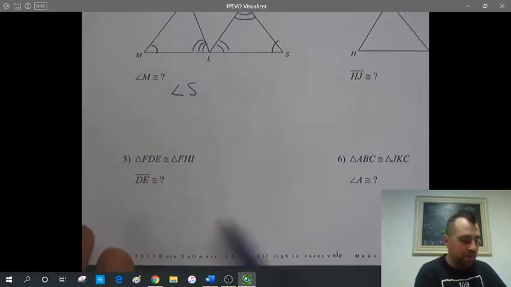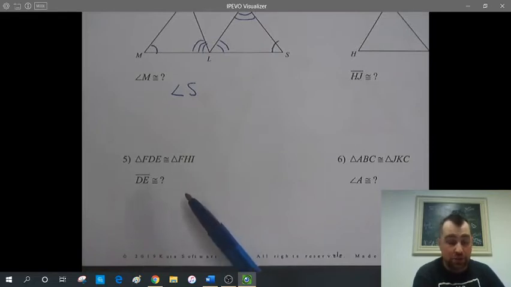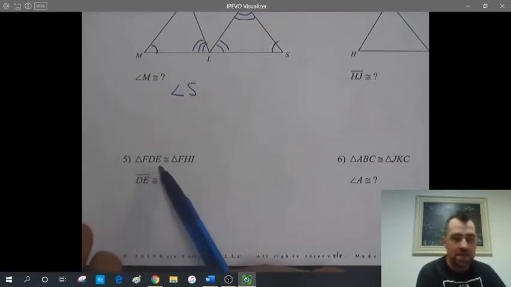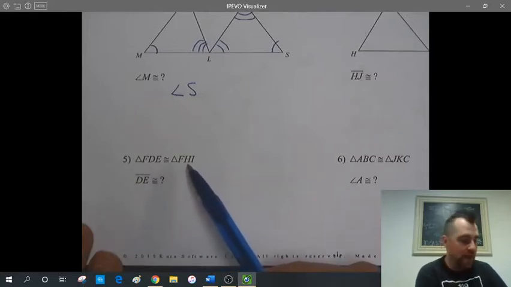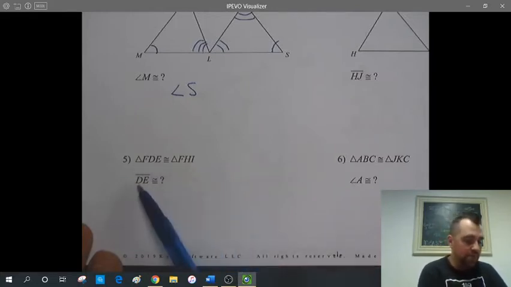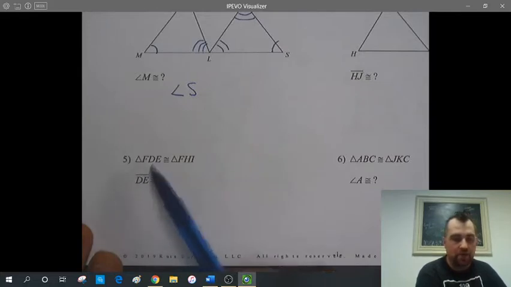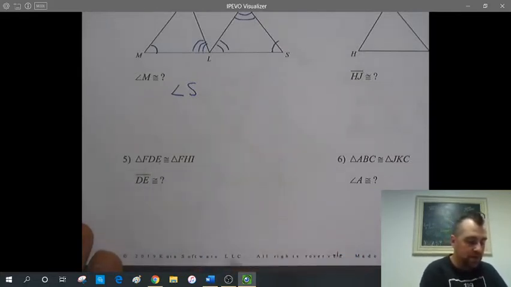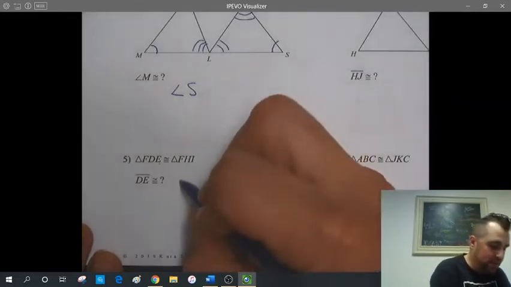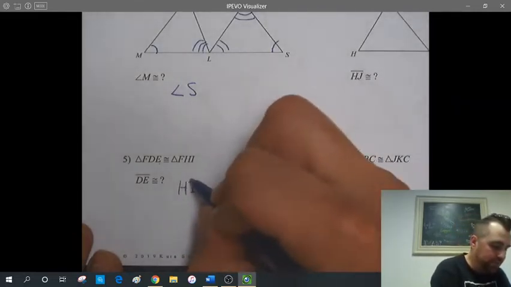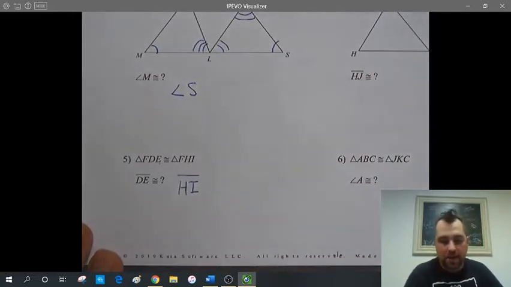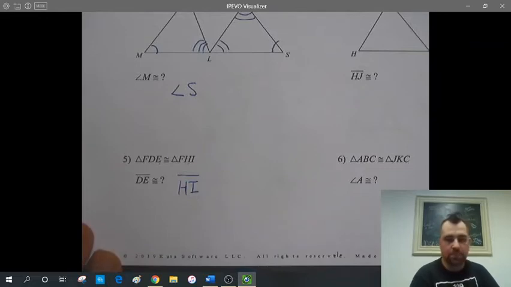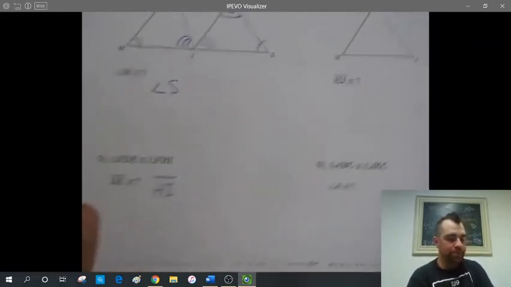Okay, and so down here with number 5, we don't have the triangles, so we're just going to use the congruent statement to base that off of. If we have triangle FDE is congruent to triangle FHI, and we want to know side DE in the first triangle would be congruent to what side in the second one? Well, DE comes second and third in the list here. HI comes second and third in the list for the other one. So it'd be congruent to side length H to I, or HI. Okay, so that's that page.